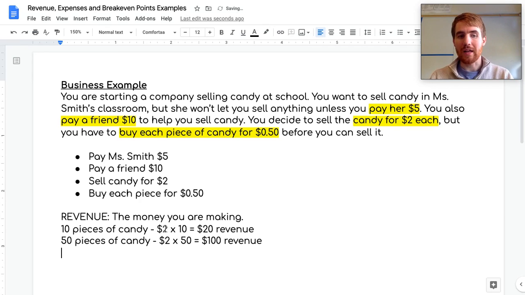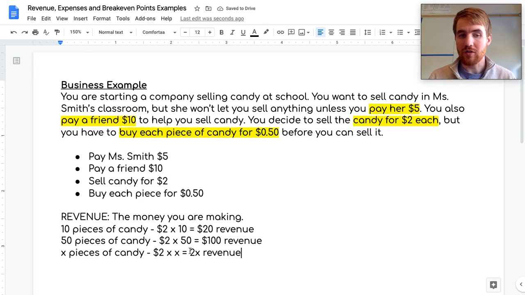Now let's say we're selling X pieces of candy. This is the candy that we don't know how many we're going to sell. And this is what you need to do on the problem of the month. So if you don't know how many, we follow the exact same thing. $2 times X pieces of candy. And what does that equal to? Well, it's just 2X. If you sell candy for $2 each, your total revenue would be 2X. So this would be an expression that represents the revenue of the candy.